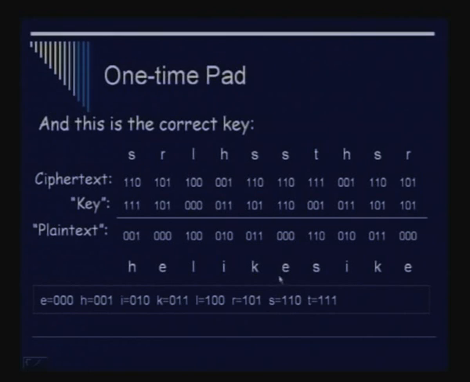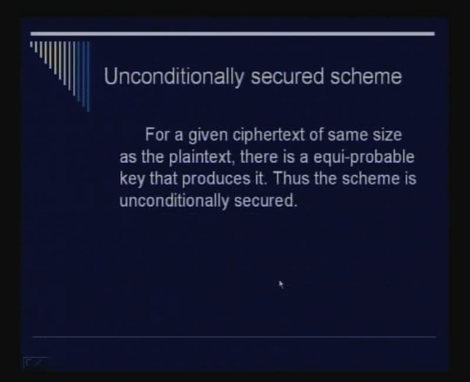What we have seen is that for a given ciphertext of the same size as the plain text, there is an equiprobable key that produces it, and then we say that the scheme is unconditionally secured or perfectly secured. So I hope we understand the meaning of one time pad. The one time pad, again I would like to repeat, is the only example of a perfectly secured cipher.